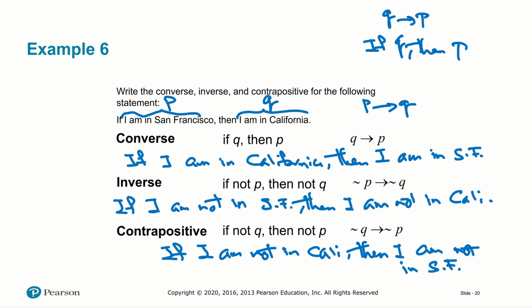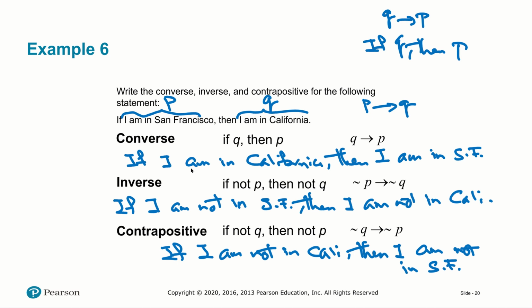All right. So that is how you do these implications given P implies Q. Now, as far as the truth is concerned, of course, we know that the original statement, if I am in San Francisco, then I am in California, is true, right?